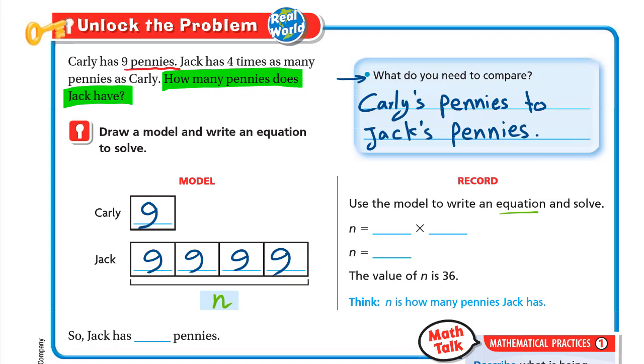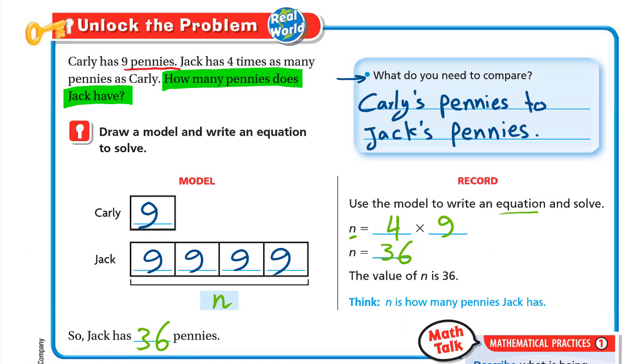Okay, so an equation means you have two sides and between them an equal sign. So n is what Jack has equals 4 times as many as Carly. Carly has 9. So n equals 4 times 9. This is our equation. Okay, so 4 times 9 is 36. So n equals 36. We said that n is what Jack has. So the value of n is 36. So Jack has 36 pennies.